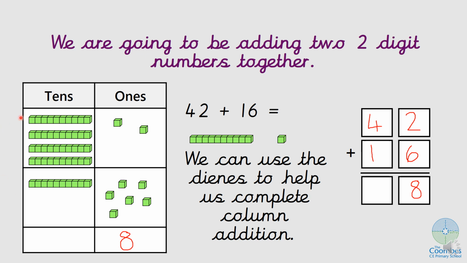Now it's time to count up our tens. So we've got 10, 20, 30, 40, 50. So 5 tens are 50. 50 add 8 is 58. Well done, that's our answer. And in the column addition, we've got 4 tens, add 1 ten is 5 tens. We've got the 58 as well.